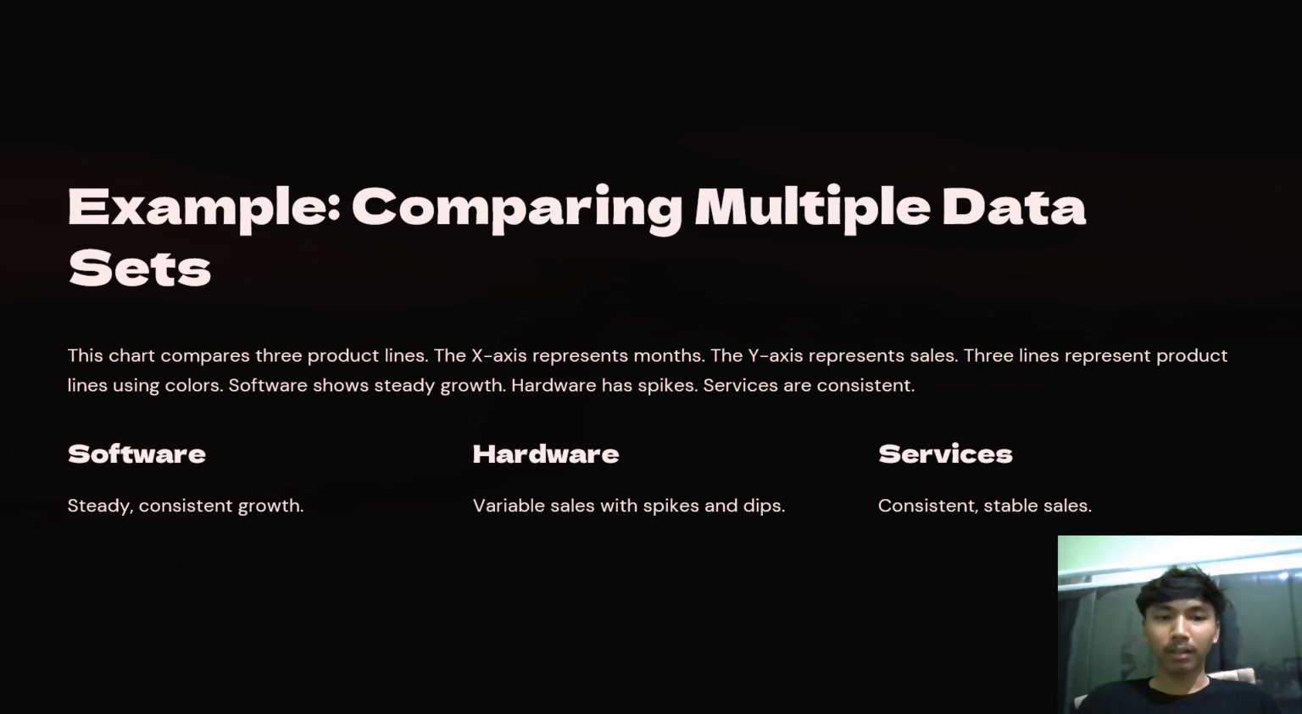The first one is the software. It is steady, consistent growth. The second one is hardware. It is variable sales with spikes and dips. The last is services. It is consistent and stable sales.